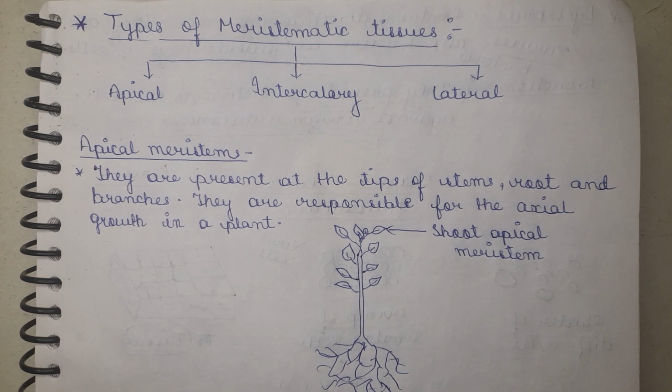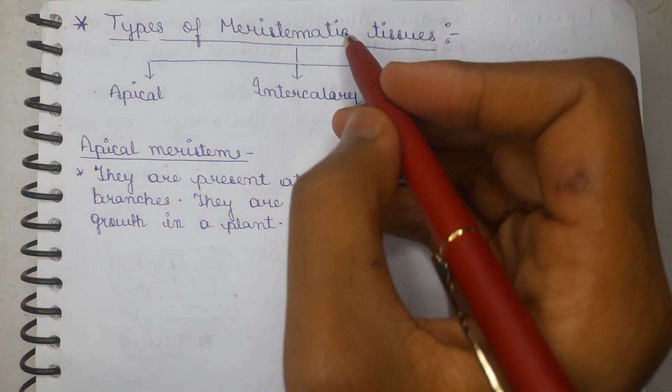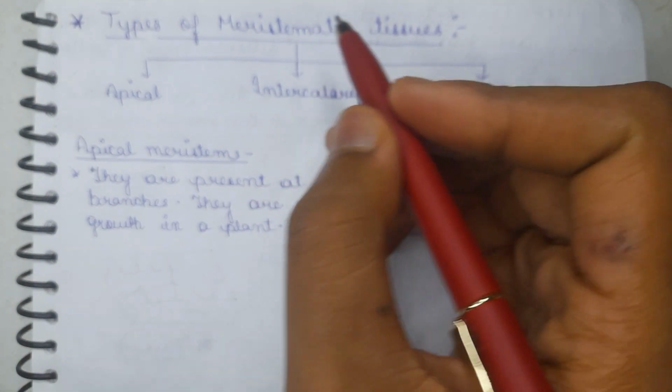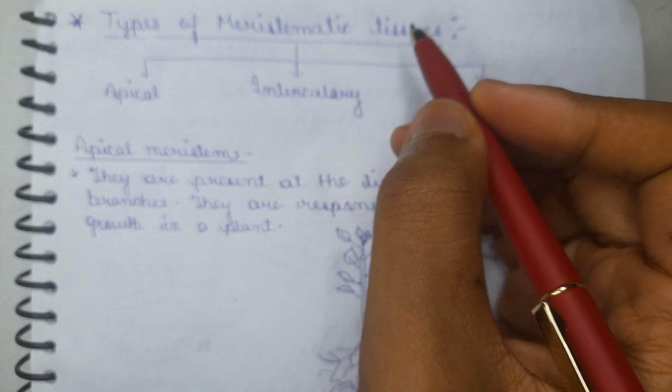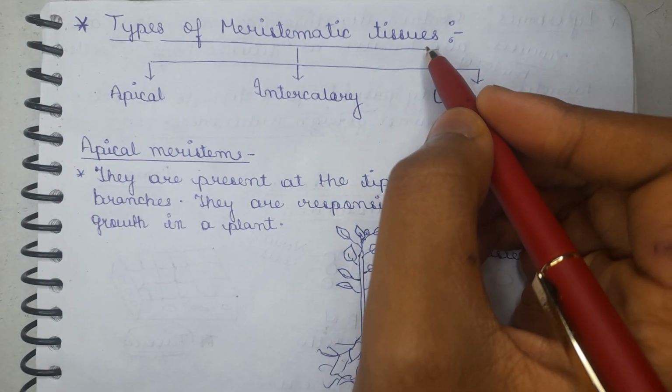Hello everyone, in this video we are going to learn about the types of meristematic tissue. In the previous video I already taught about meristematic tissue. What are they? They are mainly present in plant cells and plant tissue, and these meristematic tissues are responsible for the growth of the plant. Now we will see in this video about the types of meristematic tissue.